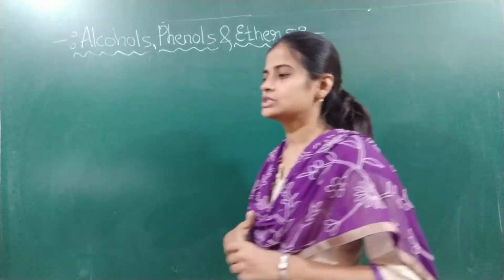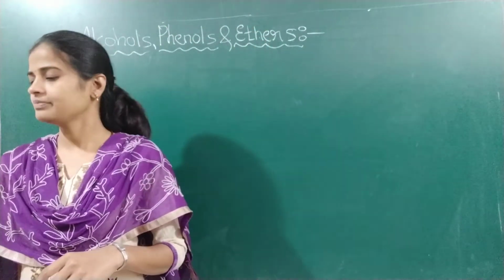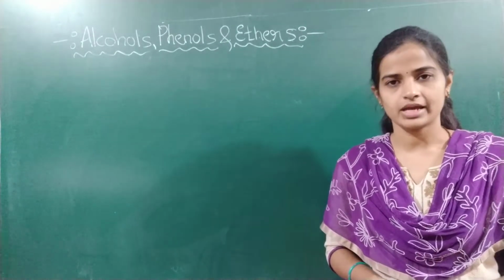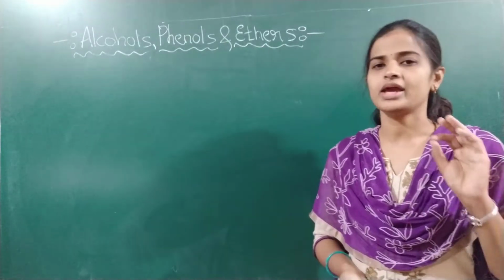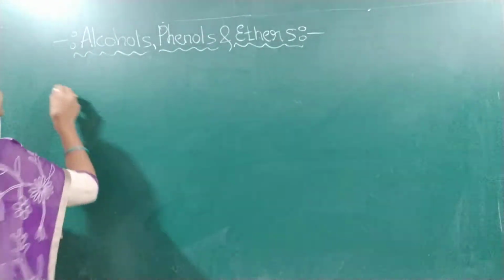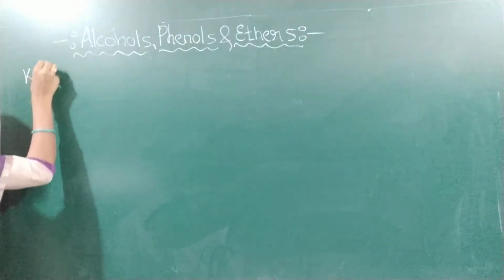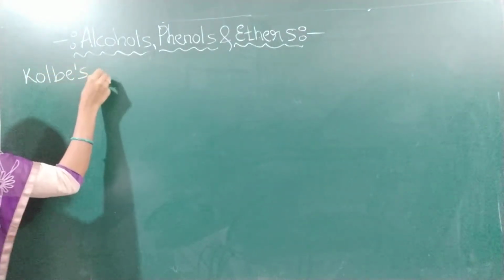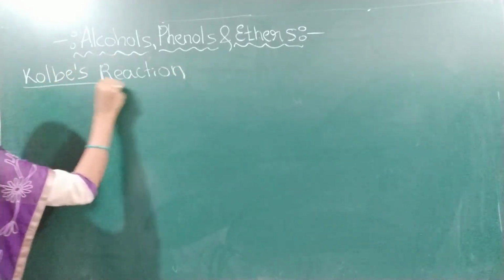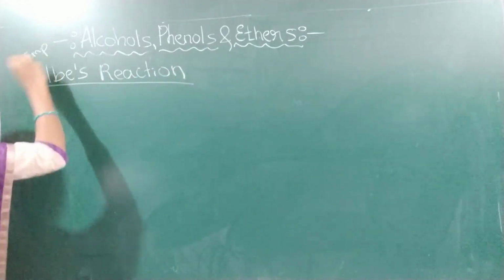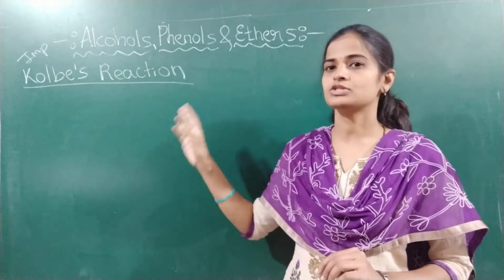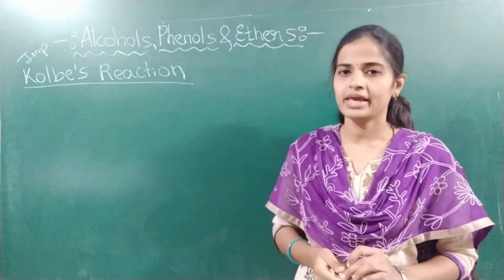In today's class two important named reactions we will study. The first one is Kolbe's reaction and the second one is Reimer-Tiemann reaction. These two named reactions are important. You can mark them as important. Write down Kolbe's reaction. In organic chemistry, all the named reactions are very important. So this is also one of the named reactions, Kolbe's reaction.